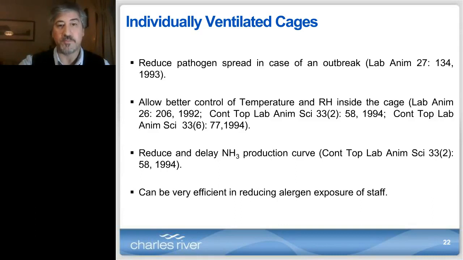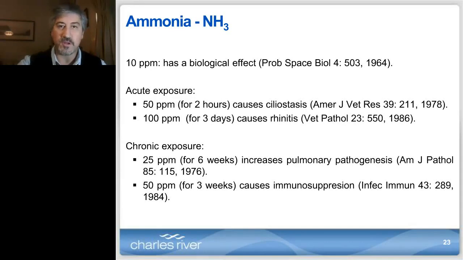Something that is also very important: these IVCs reduce gas contamination or ammonia production in the cage. And let me remark here that they can be very efficient in reducing our exposure to allergens. So that's very good. But I just said that they reduce the production of ammonia, for instance. I'm just giving you examples. And ammonia is an environmental factor that will have an impact on the physiology of the animals.